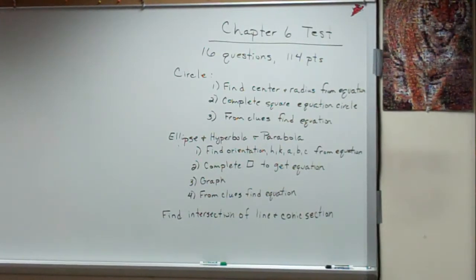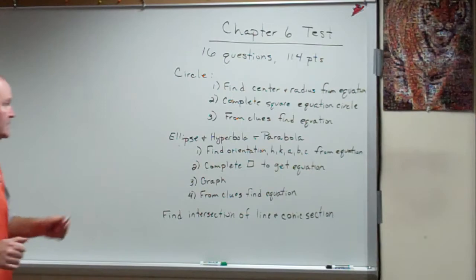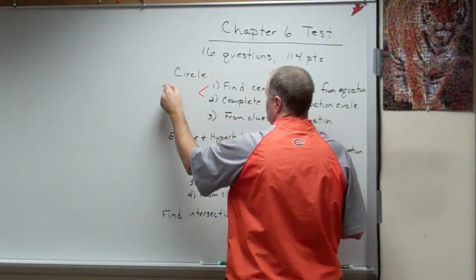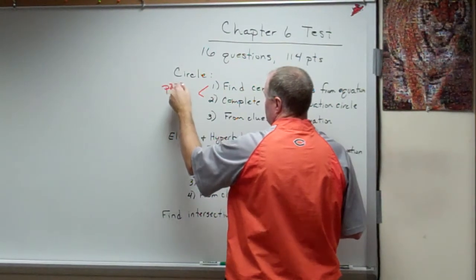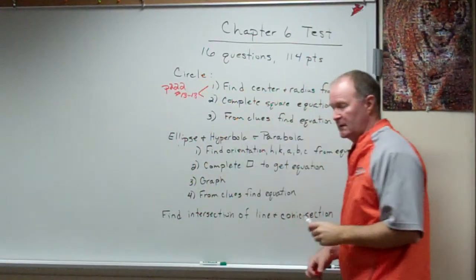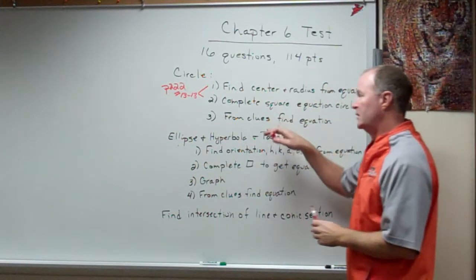Circles, if you go back to page 222. Finding the center and the radius from the equation is really in the parts of 13 through 18, which is on page 222. These are kind of together, in that neighborhood.